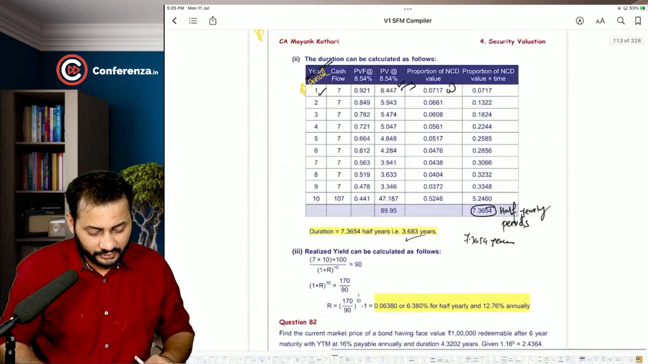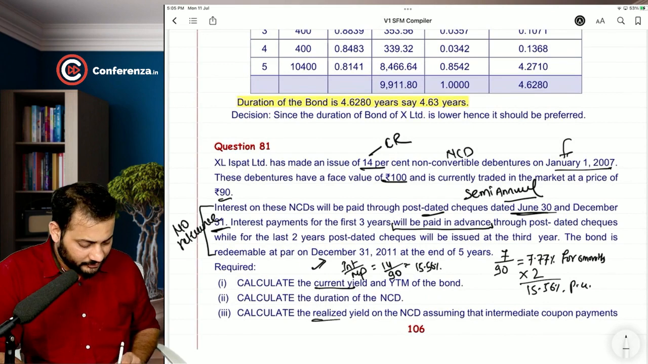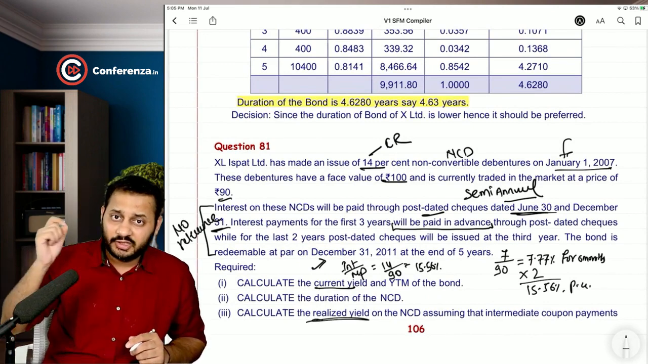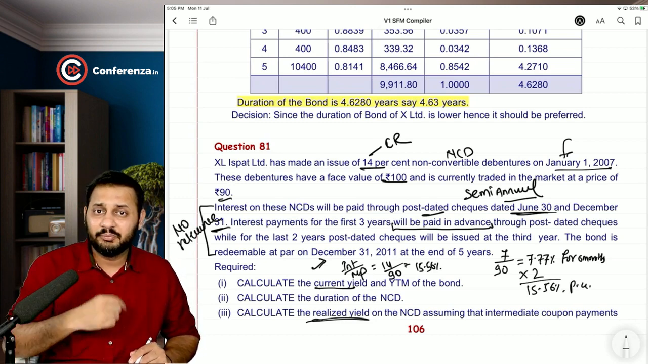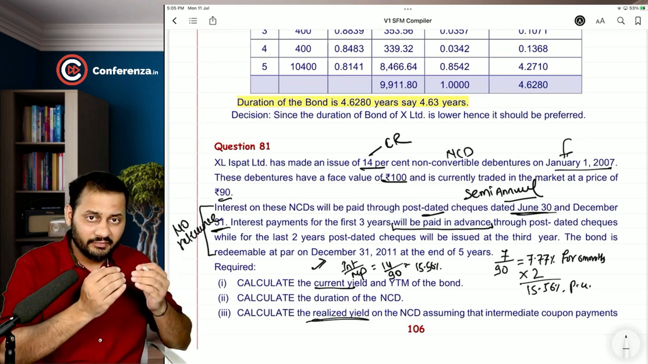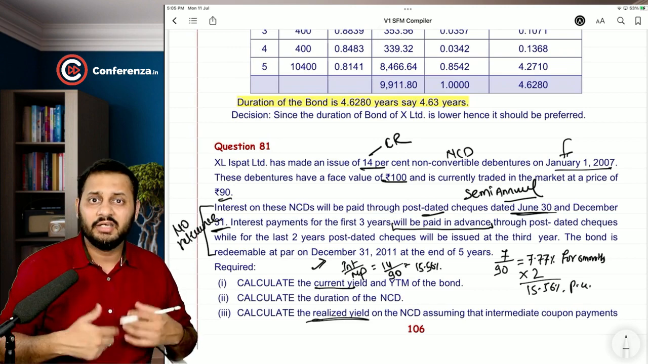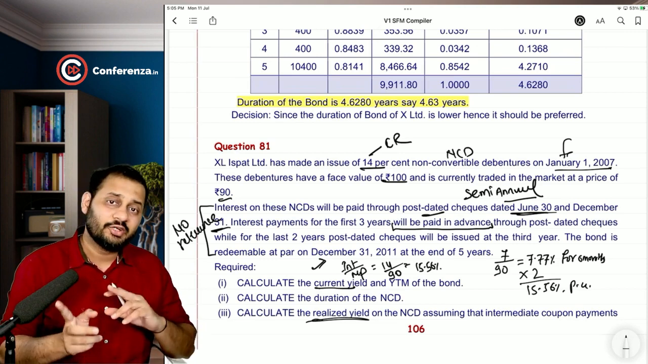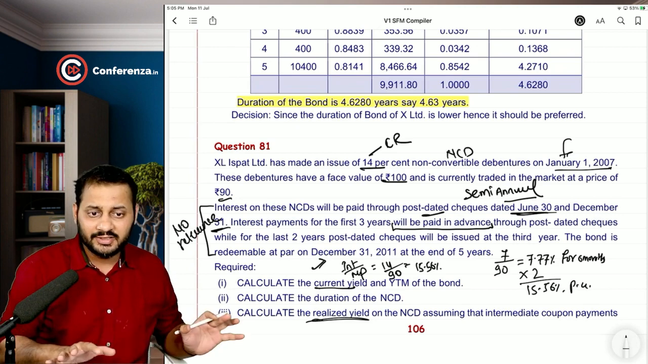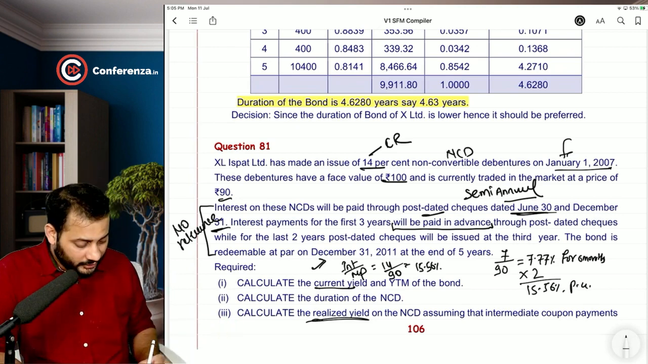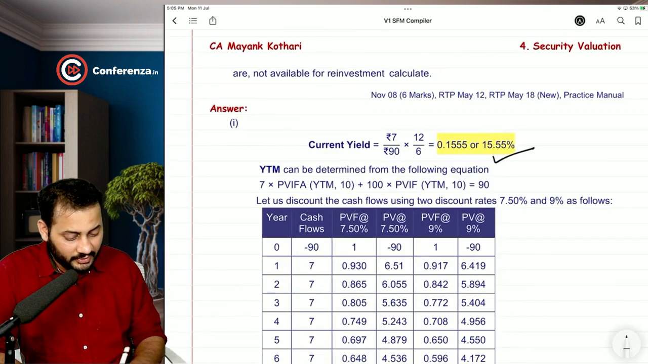Okay, the next question that they are asking us is they want us to calculate the realized yield. Do you understand the meaning of realized yield? There was one question in the past in this chapter itself where we calculated the realized yield. That means that whatever we were receiving in between was reinvested back. But in that question, there was a separate percentage of reinvestment, which was 16%. Here, there is no separate percentage, assuming that the intermediate coupon payments are not available for reinvestment.